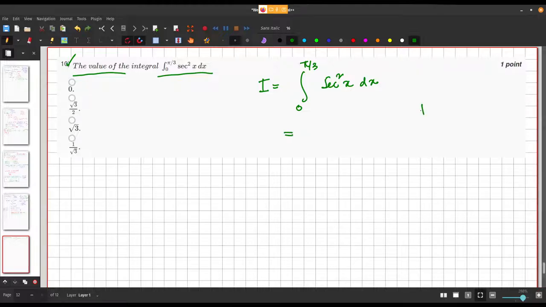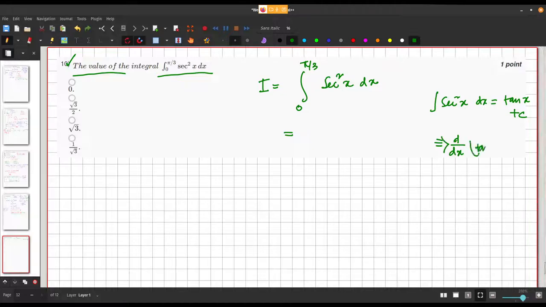We know that the integration of sec squared x dx is equal to tan x plus c, because the derivative of tan x is sec squared x.